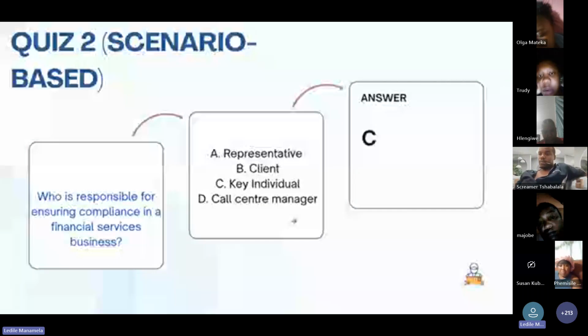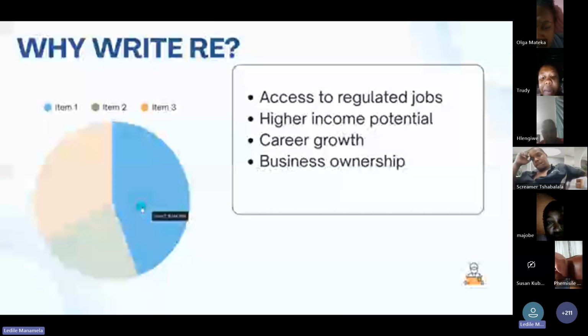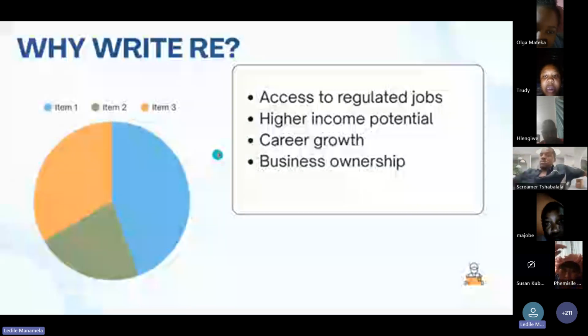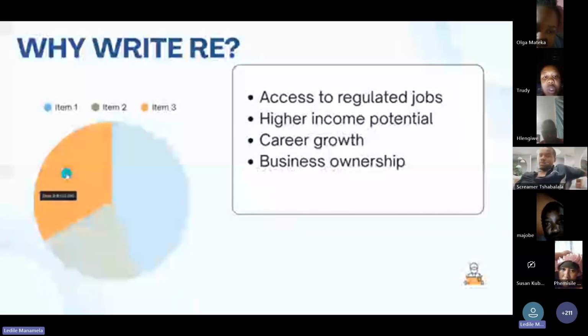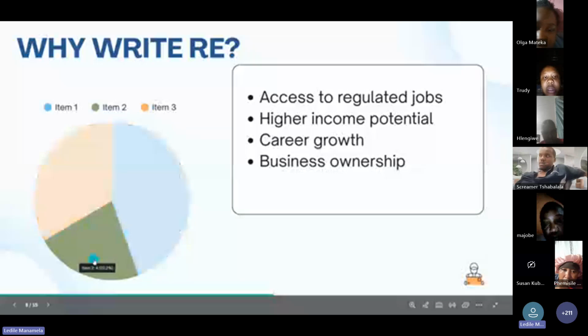So why should you write RE? If you check here, item number one, you just did this diagram to show an example of how it goes. The majority of the blue part of the circle is representatives. The orange one is RE1, people that are key individuals running insurance companies. Then this small one here is the claims consultants. They don't usually have a requirement to write the RE5, but it's always advantageous to have it.